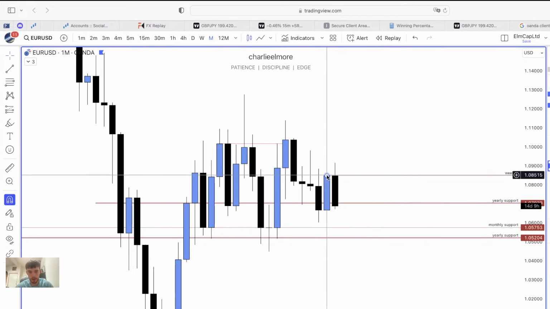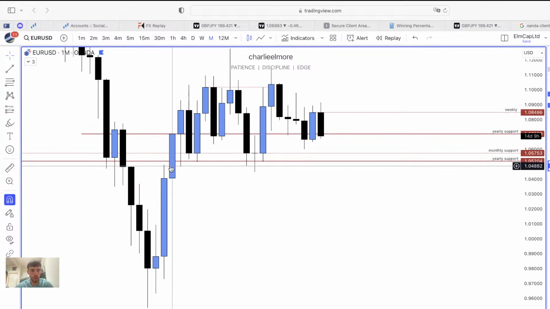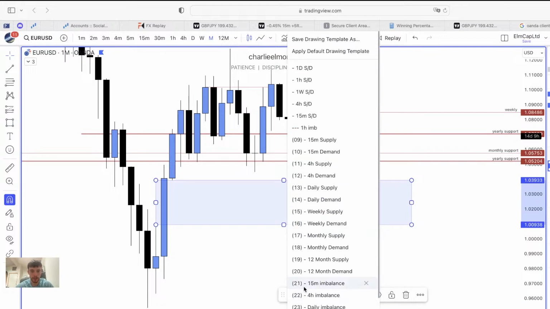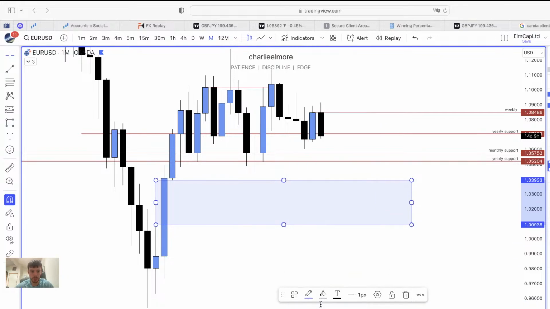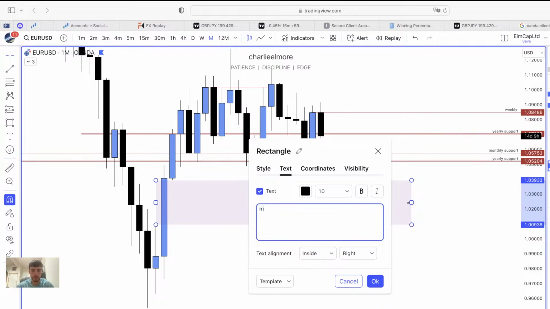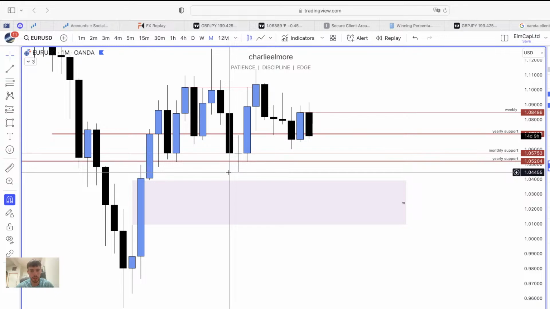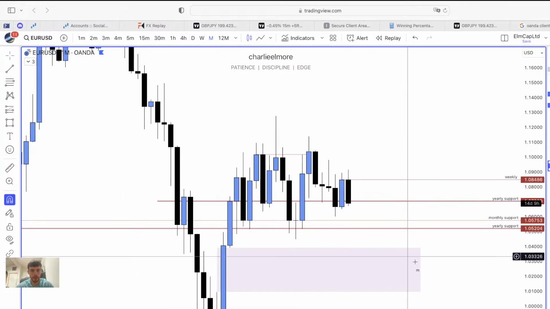3-pin pattern on the monthly there as well. One thing I am wary of is this. I keep saying it time and time again, but I'm still wary of the fact that that is still out in the open. This monthly imbalance right there with liquidity above, technically. So I'm just going to leave that on there.